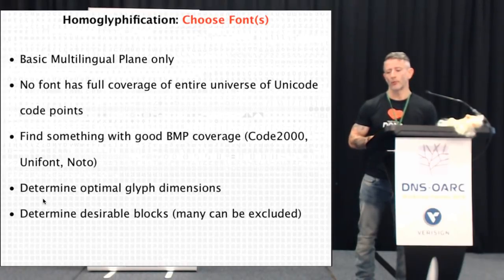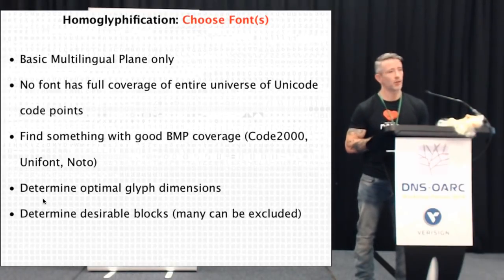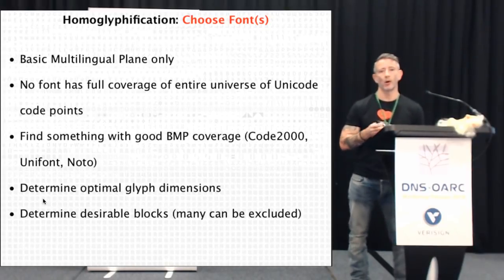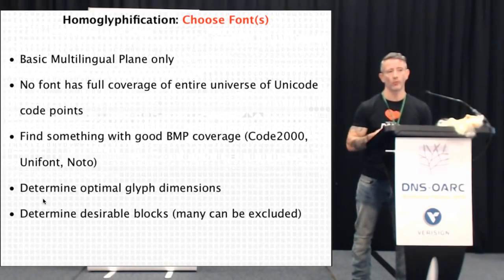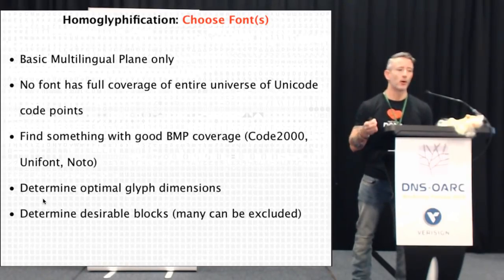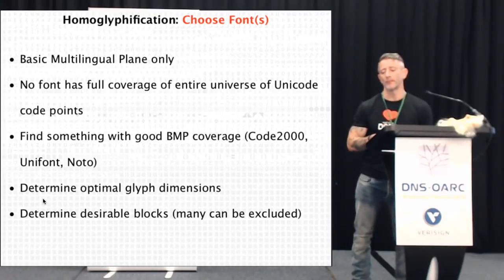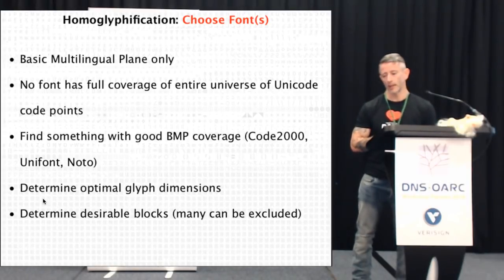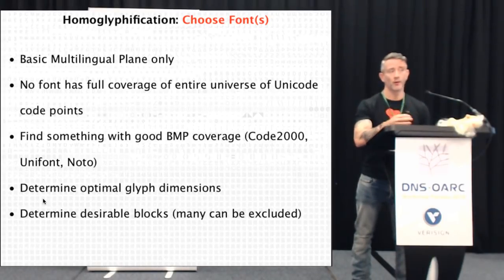Choosing fonts. So we're only interested in the Basic Multilingual Plane. Currently, this effort is really focusing on homographs of basic Latin-based brands. So primarily, we're only interested in fonts that, when rendered, provide homoglyphs for characters in basic Latin. So BMP only. We want to pick a font kit that's going to have good coverage of the Basic Multilingual Plane. These are some of the fonts that we've had good success with: Code2000, Unifont, Noto. Optimal glyph dimensions when you render these fonts: something too big, you might introduce artifacts. Something too small, and you might miss important details.